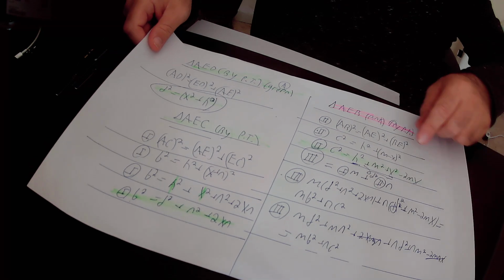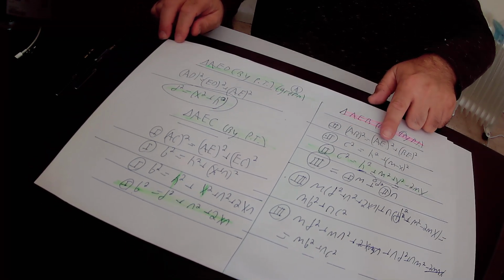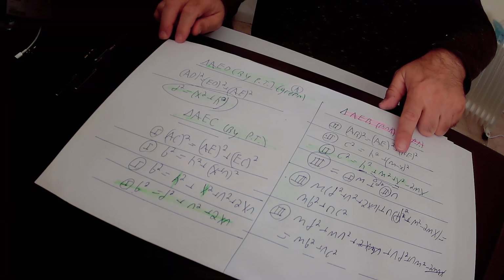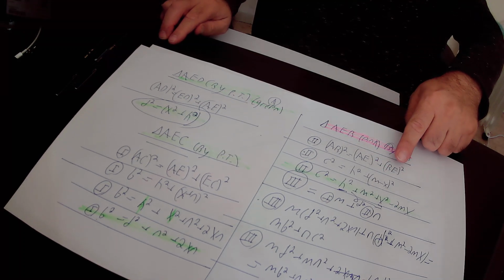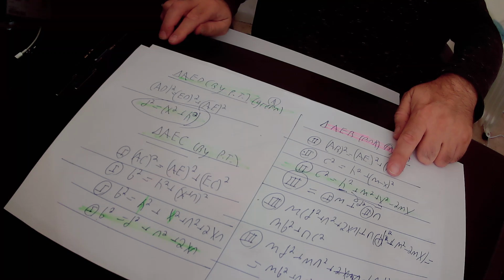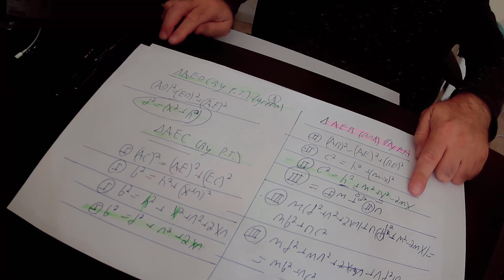EB square equals M minus X square. In conclusion, according to equation number 2, we found that C square equals H square plus M minus X square. We opened the brackets on this side of equation number 2, where M minus X square equals M square plus X square minus 2 times MX.